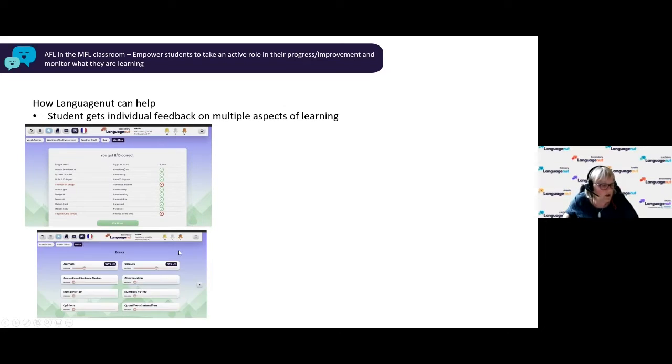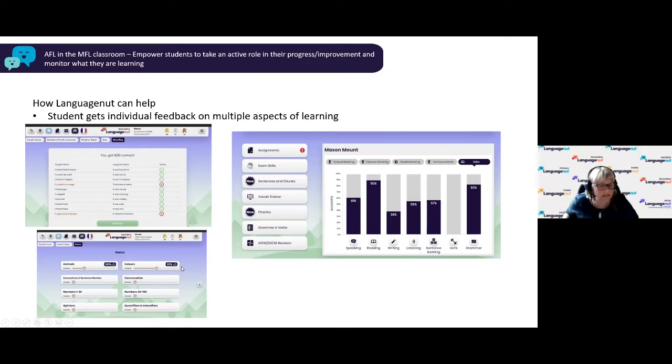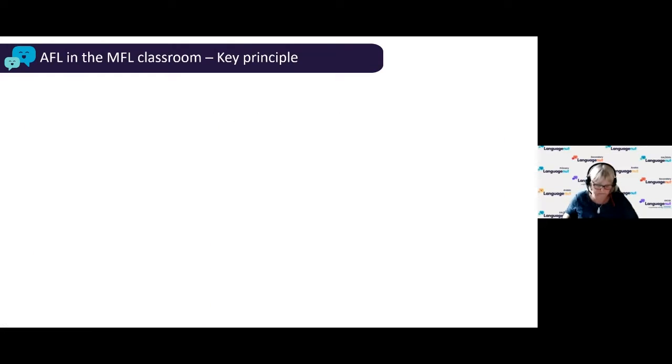It also then shows them on their area how much their average score is here, so it will give them how they're getting on with the different topics. And then again, you can drill down even further under the assignments, where you can see each individual strand that is assessed and practised on Languagenut. You can see how they're doing. So again, that's a good way of taking an active role in their progress and in monitoring what they're learning.